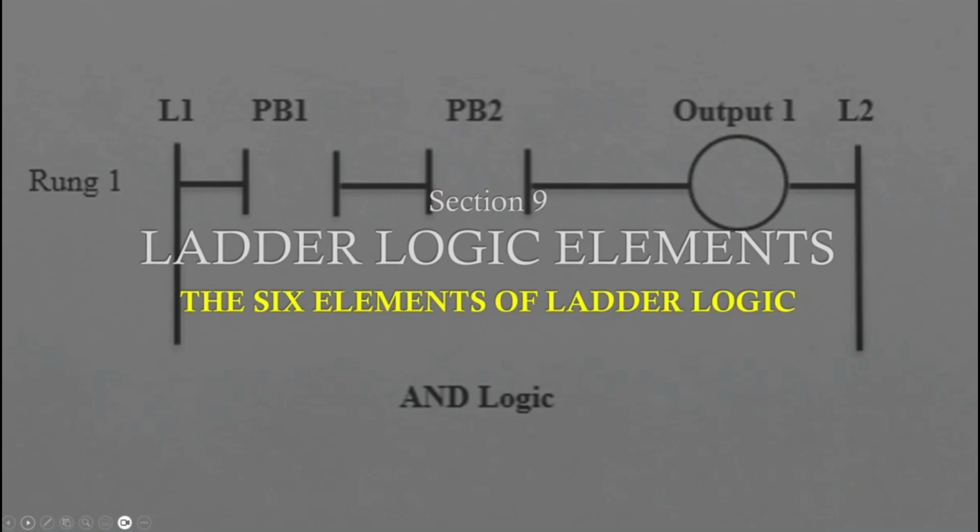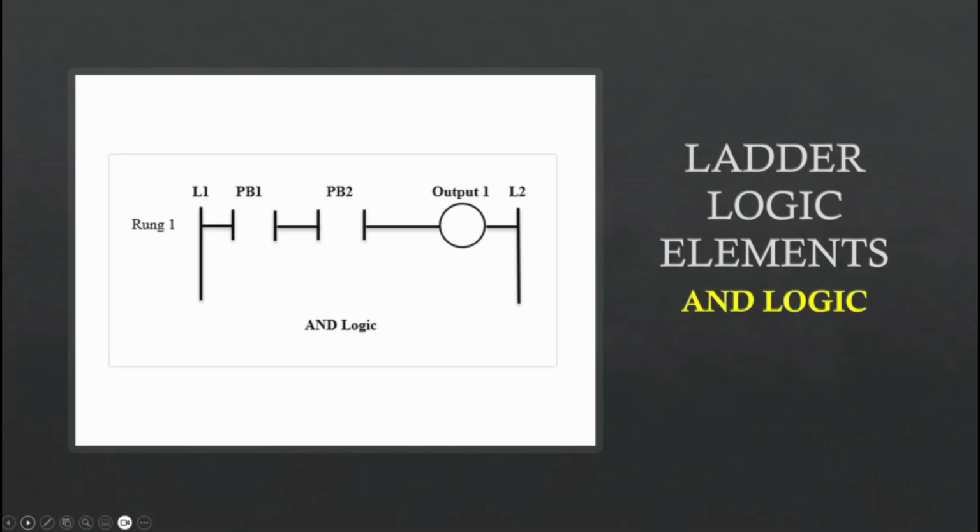Now, ladder logic elements. This is a segment that I want to emphasize, that knowledge and understanding of these will really be very helpful for you as you move into the physicality of wiring control systems logic. The 6 elements of ladder logic, you should really try to memorize what these are. So, our first one is AND logic. And AND logic means you will press PB1, light won't come on.